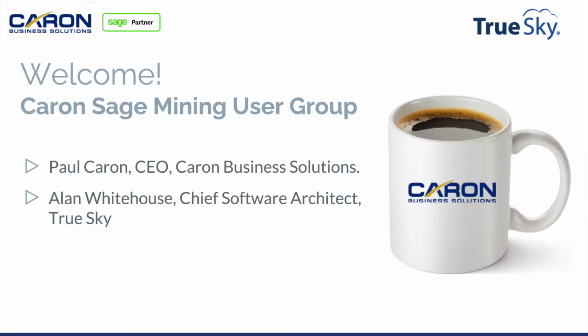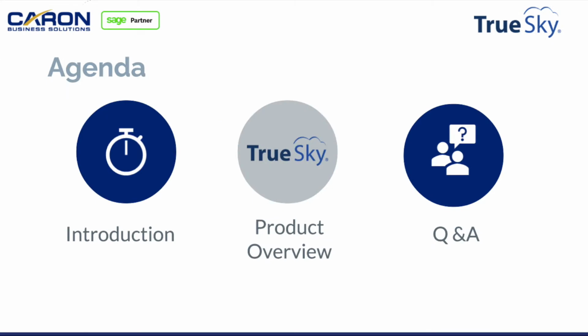I'm the CEO, and today I have the pleasure of introducing Alan Whitehouse, who's a Chief Software Architect with TrueSky. As you know, during these user group meetings, we're trying to bring to you some subjects that are of interest to Sage users, particularly Sage 300. And in today's session, we're lucky that we can actually have a product that works with Sage 300 and also with Sage's enterprise software, which is Sage X3, which is a product that we're working very hard on and developing our mining solutions around as well.